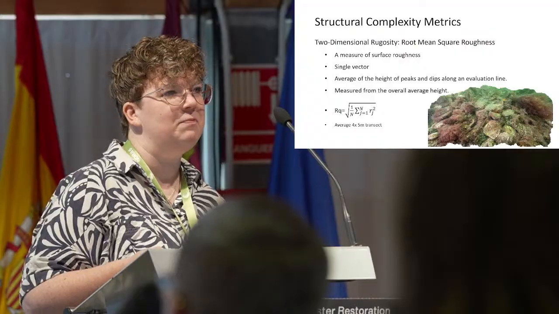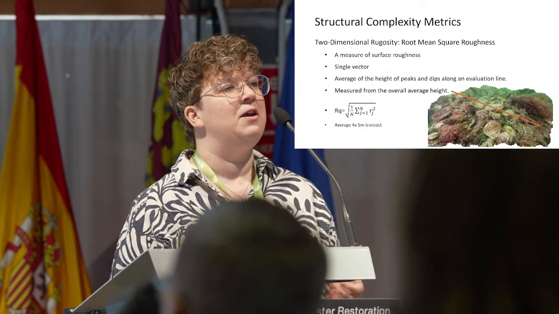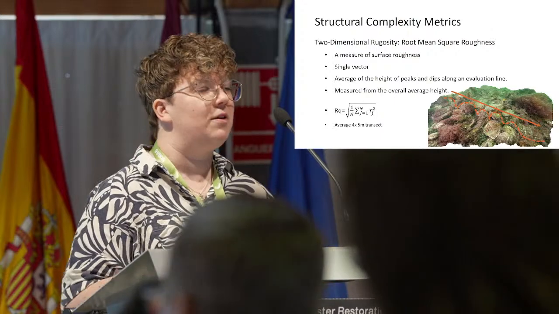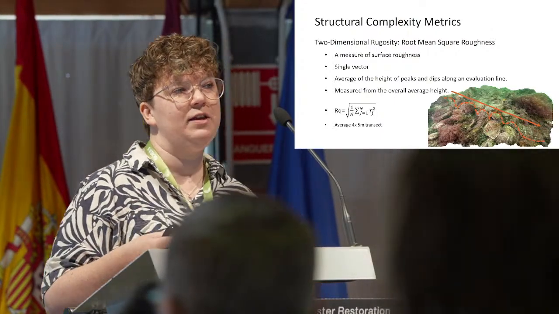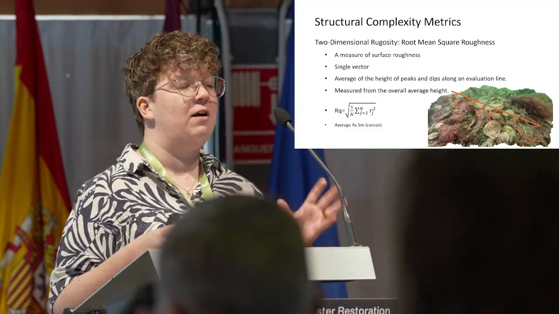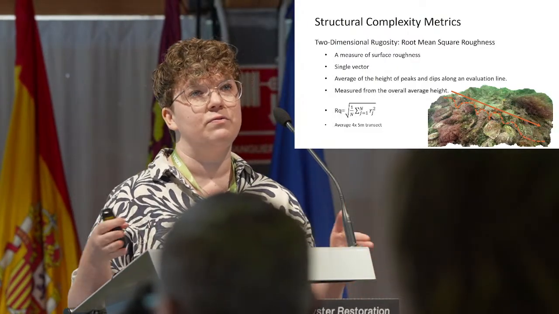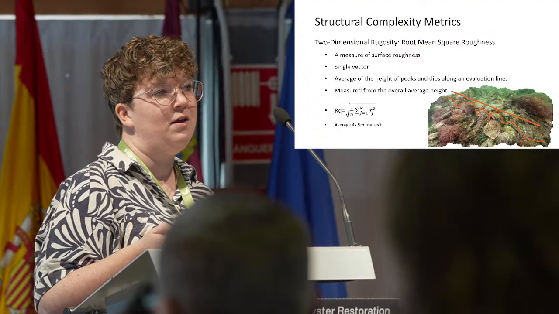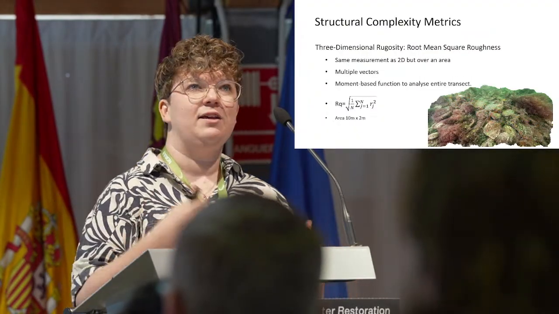So first off, we went for two-dimensional rugosity. This is a relatively simple measure. It just takes into account the peaks and dips along the reef structure in a single vector. For this one specifically, we took an average of 4 5-meter transects to get a good indication across the full transect. The next one is three-dimensional rugosity.